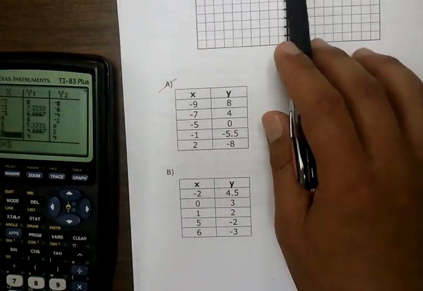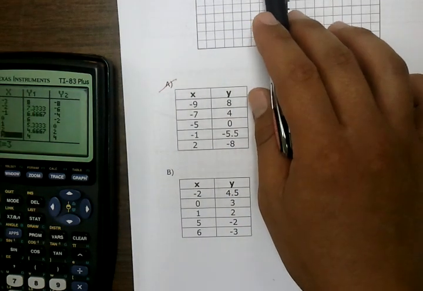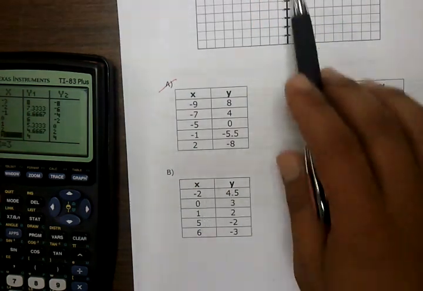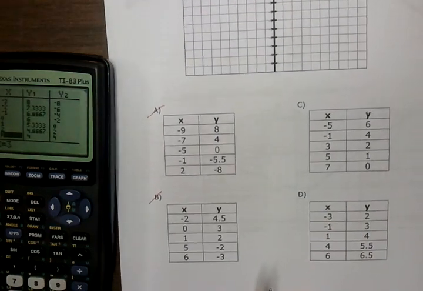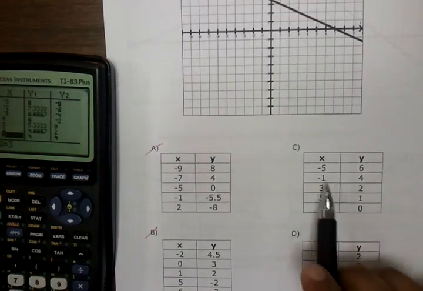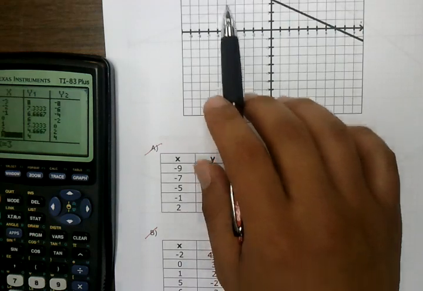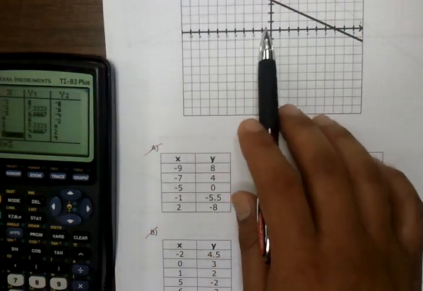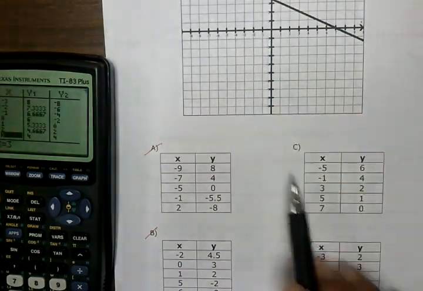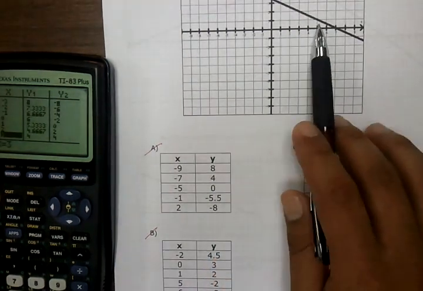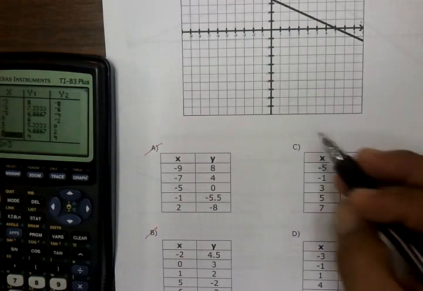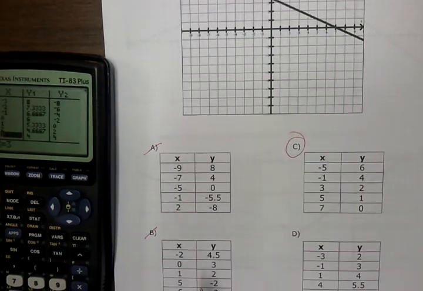Let's look at the next one. Negative 2, 4.5. Okay, there. 0, 3. No, not it anymore. It fails at 0, 3. Let's look at the C. Negative 5, 6, negative 1, 4, 3, 2, 5, 1, 7, 0. Here's your answer. Matches. Let's go on to number 18.